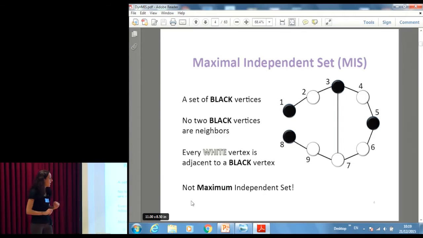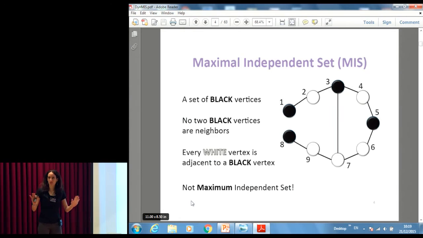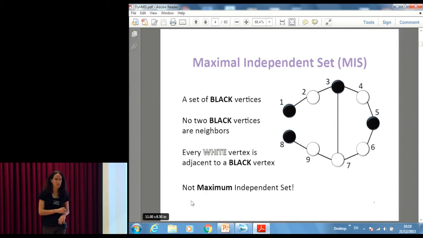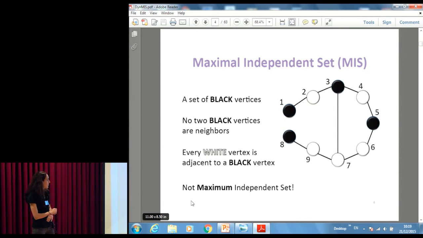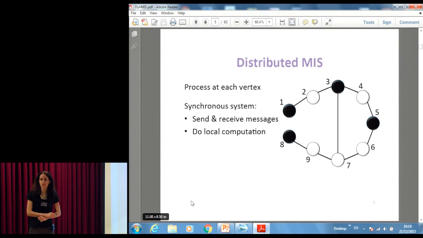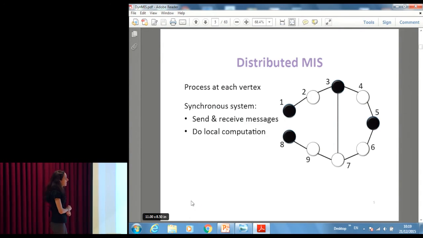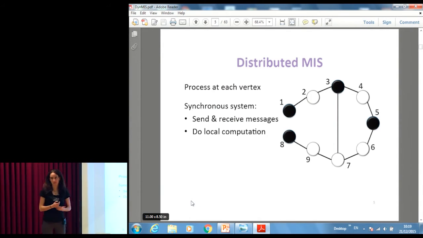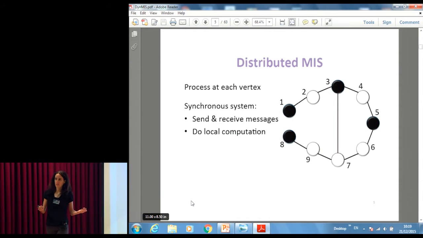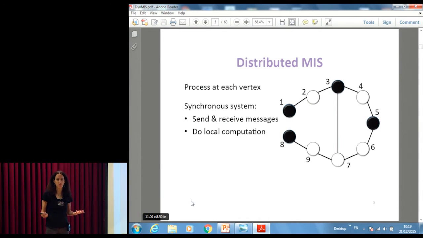Are we all good with maximal independent set? Okay, good. So in the distributed setting, it's a very interesting problem. In order to convince you about that, I'll tell you what the setting is. Basically we have this graph and we're assuming that it's a communication network. I'm going to use vertices and nodes interchangeably; I mean the same thing.